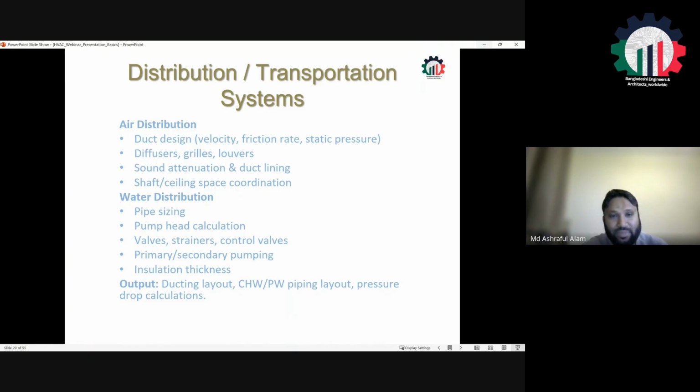And the water distribution also, because the central unit, which is located either on the roof or in other plant areas, has to run all the way to the rooms. So pipe sizing, pump head calculation, valves, strainers, whatever is required for that, all these are part of the water distribution.